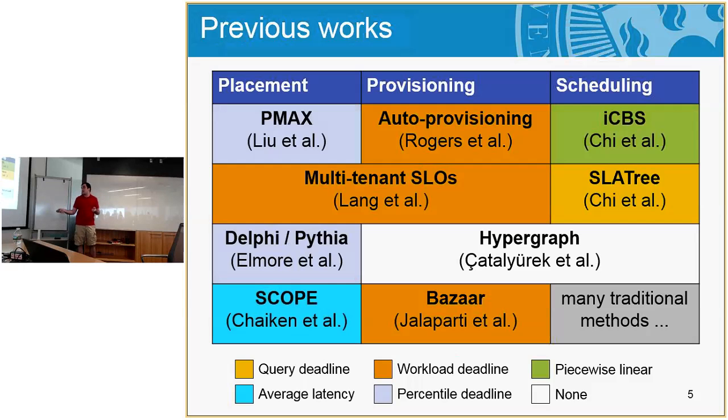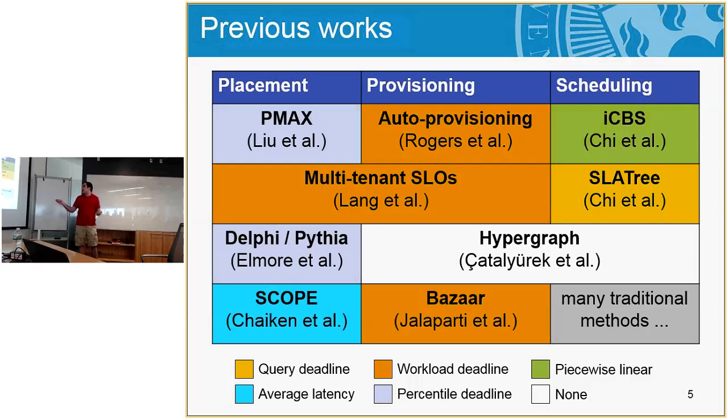Additionally, the PMAX paper uses percentile-based deadlines. Before, in our previous example, we had hard deadlines for all of our queries. We said we want all of Q1 done within 1 minute. Another type of deadline would be to say, I want 95% of Q1s, or 95% of all queries, to finish within a minute or two. So that's what we mean by a percentile deadline.